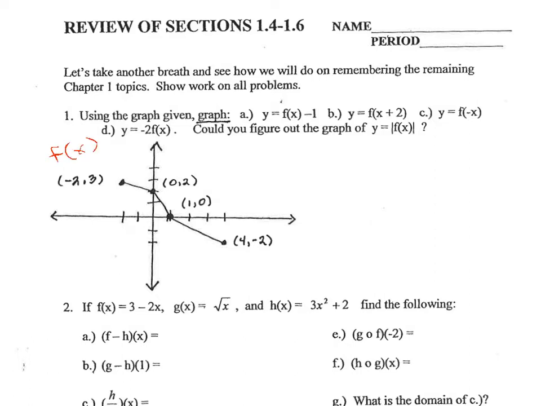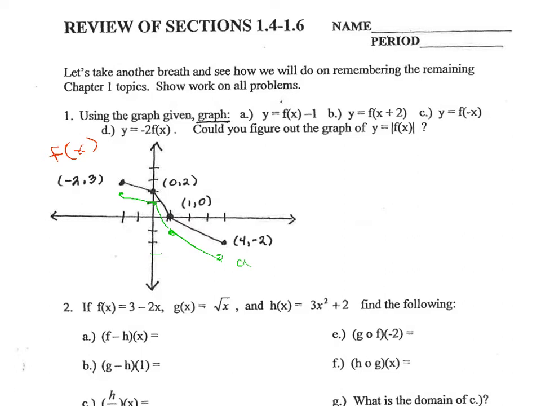So if we want to graph y equals f of x minus 1, since the minus 1 is in the back, we know that we want to move all of the coordinates down by 1. So all of the y values will reduce by 1. So our new graph will be at negative 2, comma 2, at 0, 1, at 1, negative 1, and at 4, negative 3. So that is our graph for A.